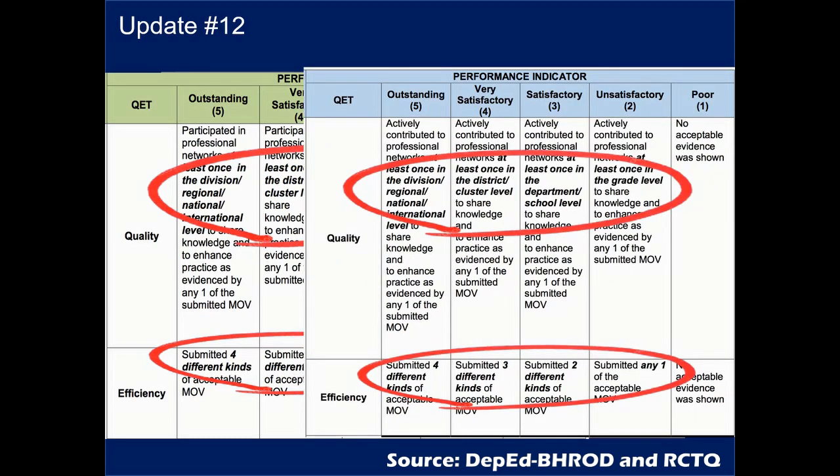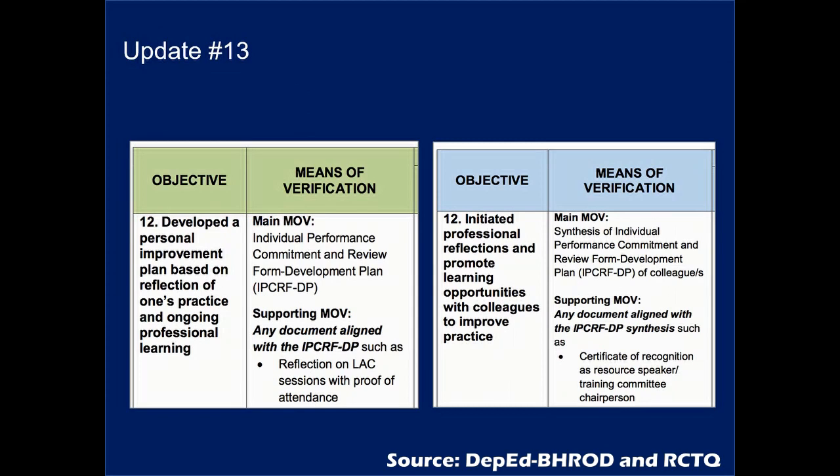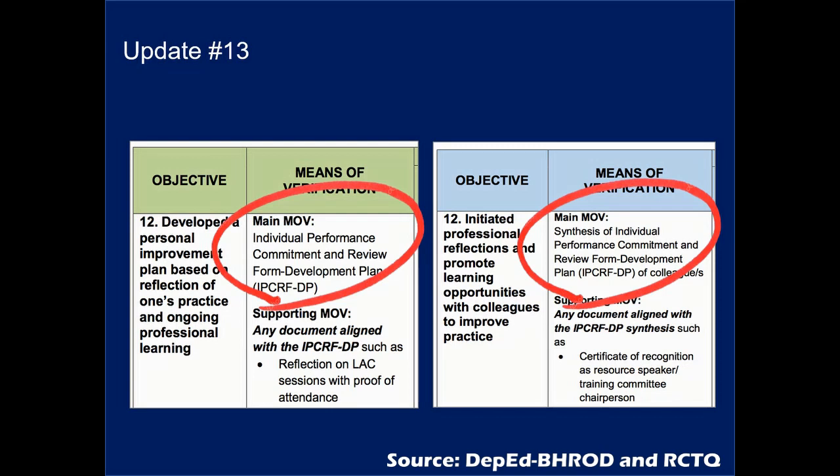Update number 13. For Objective 12, the main MOV for proficient teachers is the updated IPCRF developmental plan, while the main MOV for highly proficient teachers is the synthesis of their mentees' and colleagues' IPCRF developmental plans.